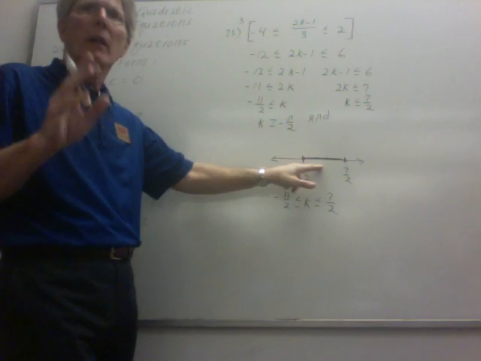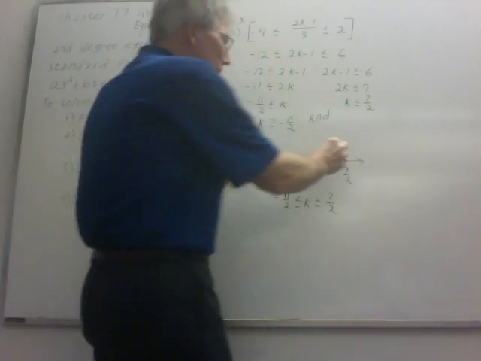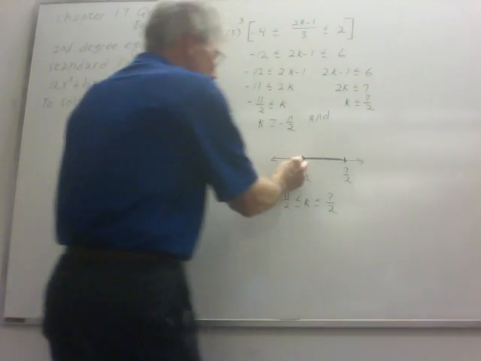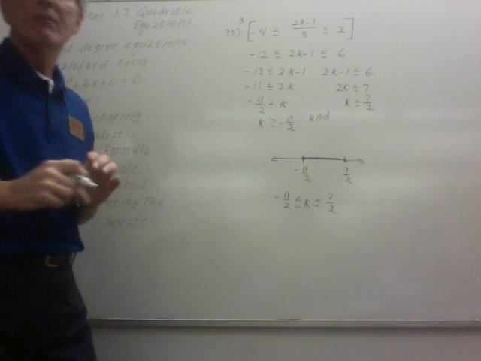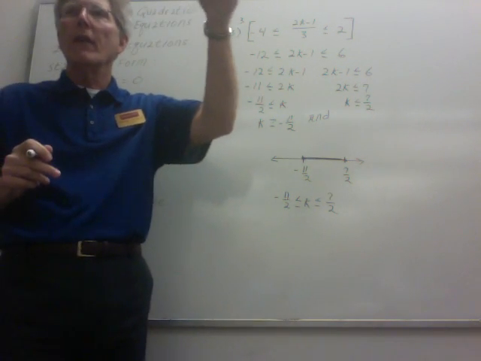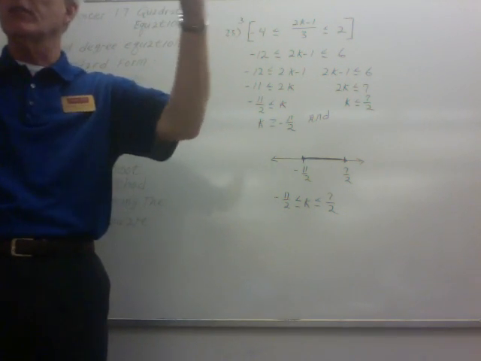But the key is here. If this would have given us a graph where it would have been greater than 7 halves, less than -11 halves, it would be one or the other. Then it would be an or answer, not an and.